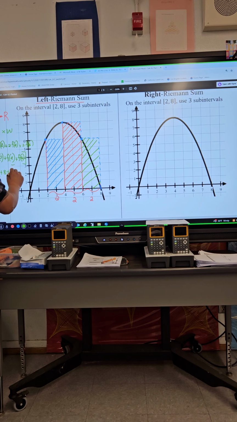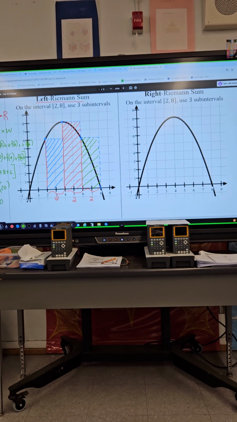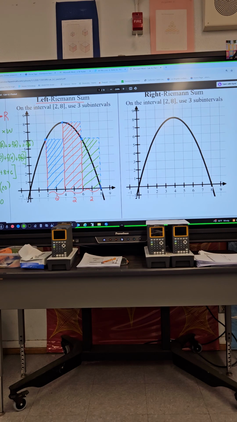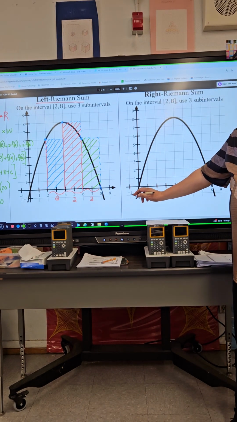So can you add them all together? So we have 2 times what? What's the sum of 6 plus 8 plus 6? 20. Therefore, the area of this is approximately 40. And we say 40 units. Clear, guys? That's 40 units, the area on the interval from 2 to 8.